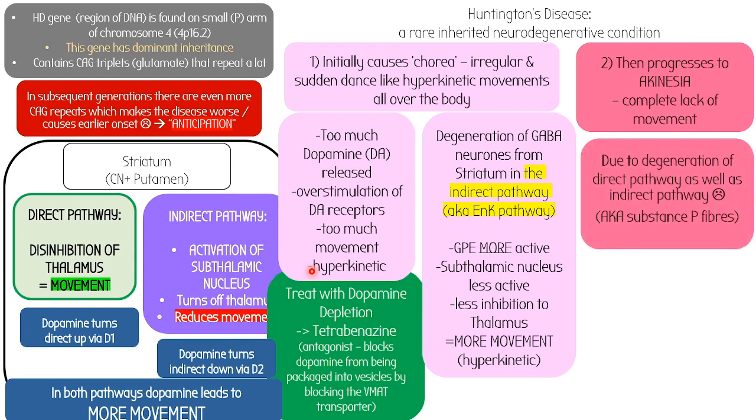Okay, then what explains the akinesia later on? Well, it is thought that the direct pathway as well as the indirect has also degenerated. So now both pathways have degenerated. The direct pathway fibers are known as substance P fibers, but again, that's not important. Essentially, by the time we've got to our worsened disease, we've had our indirect pathway go first, and then our second one gone as well. So our direct and our indirect are now gone, leading to akinesia.